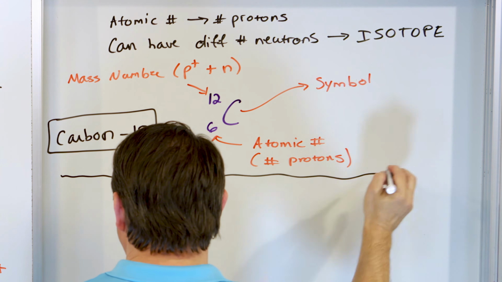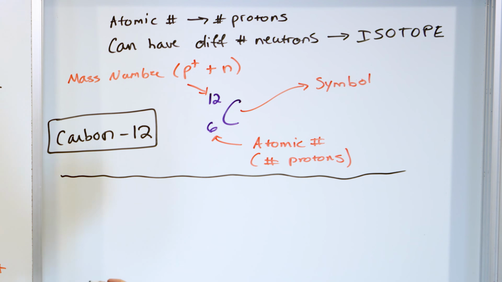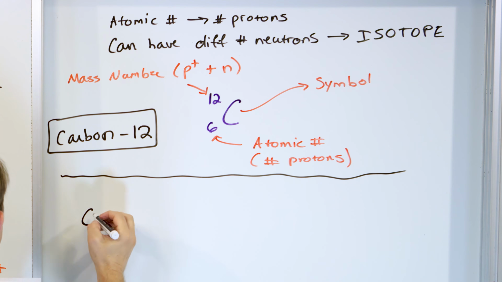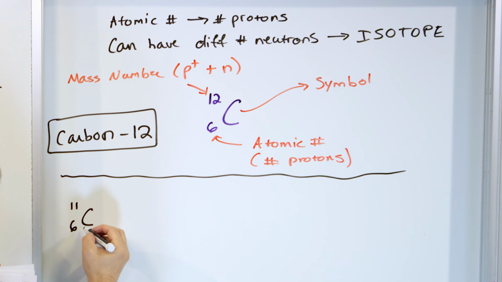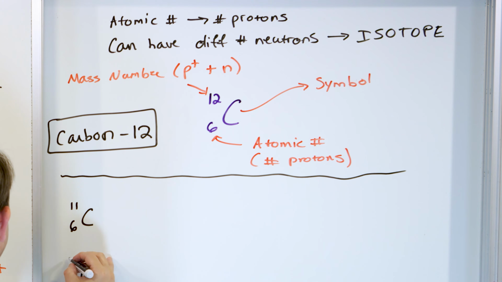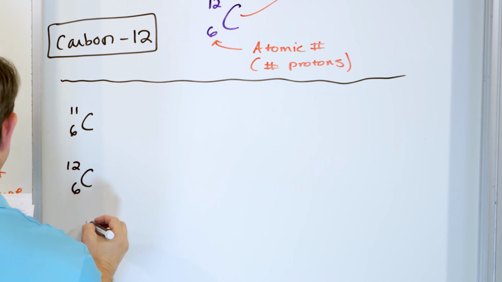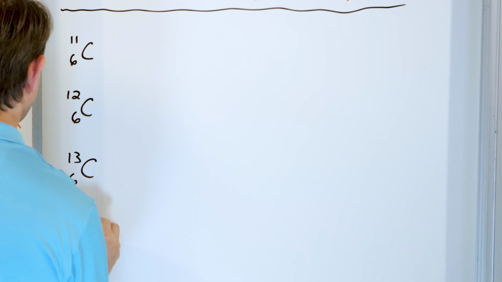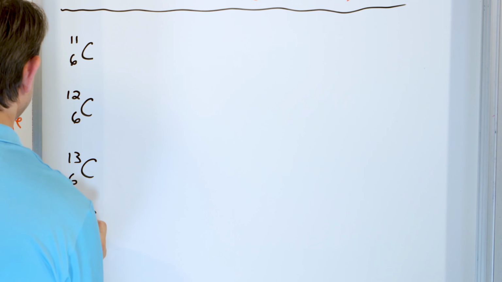I want to write a table down for you. So what I'm going to do is write down a couple of different types of carbon, or isotopes of carbon. I'm going to put a carbon, we're going to put an 11 here and a 6 here. We're going to put a carbon, we're going to put a 12 here and a 6 here. We're going to put a carbon, we'll put a 13 here and a 6 here, and a carbon and a 14 and a 6 here.